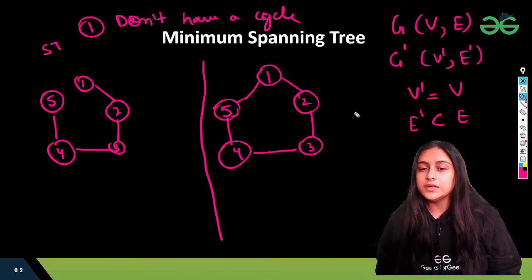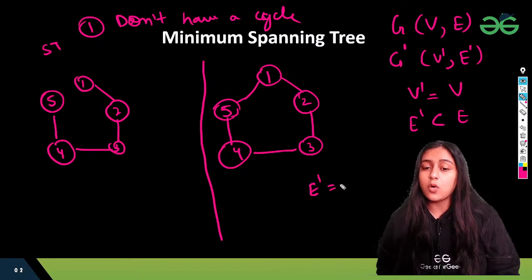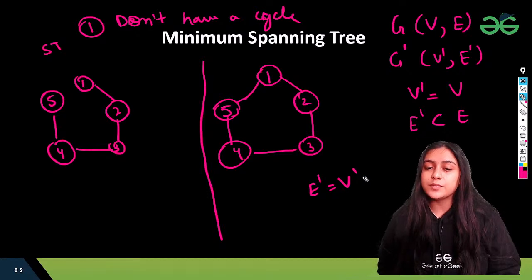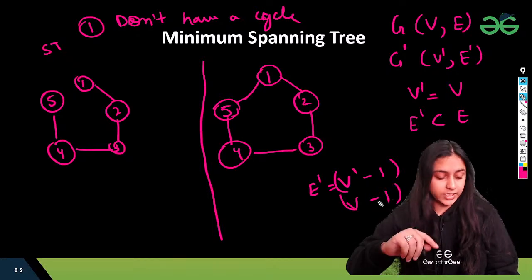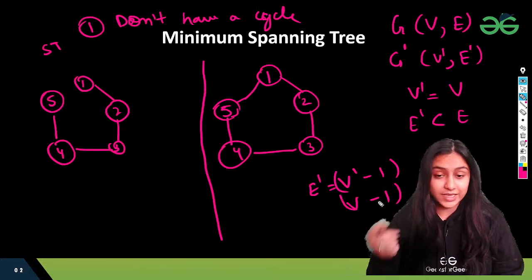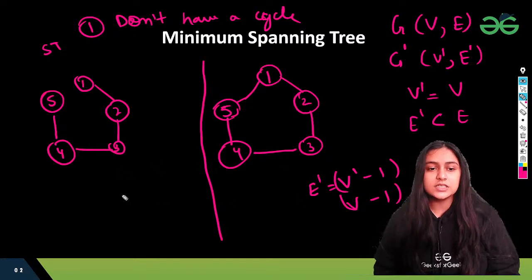Now, one more thing that you have to remember is that the number of edges in a spanning tree is always equal to V dash minus 1, or you can say V minus 1. So edges will always be one less than vertices. हमारी जितने भी vertex होंगी उससे एक कम हमारी edges होंगी किसी भी spanning tree में.